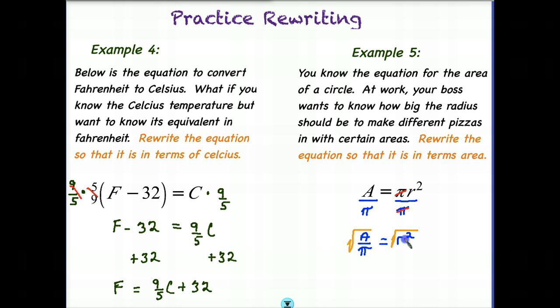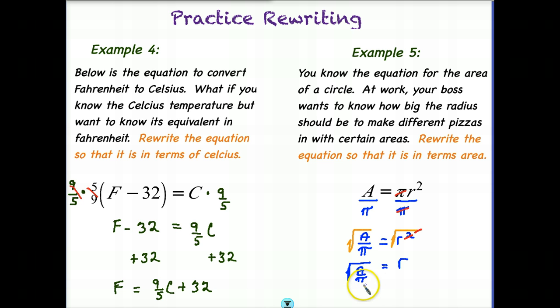Okay, if we take the square root of something that's squared, they both cancel out. And then on the left side, we will be left with just r, the radius. And on the right side, we will have the square root of our area divided by pi.